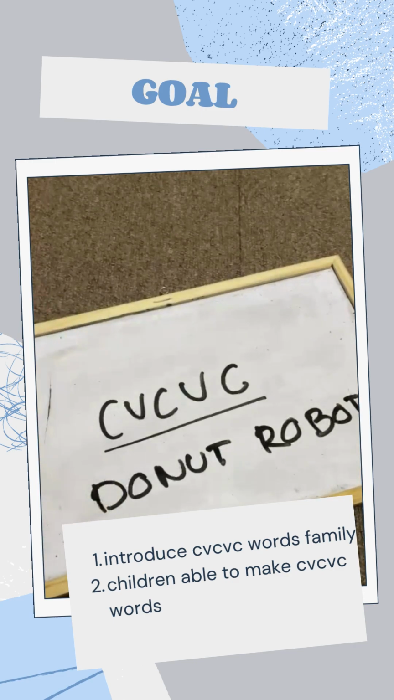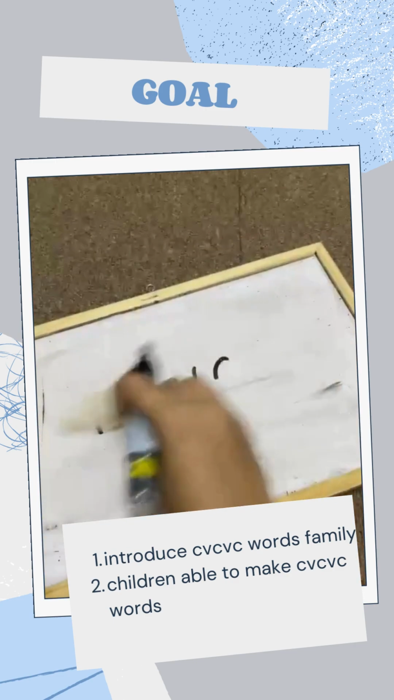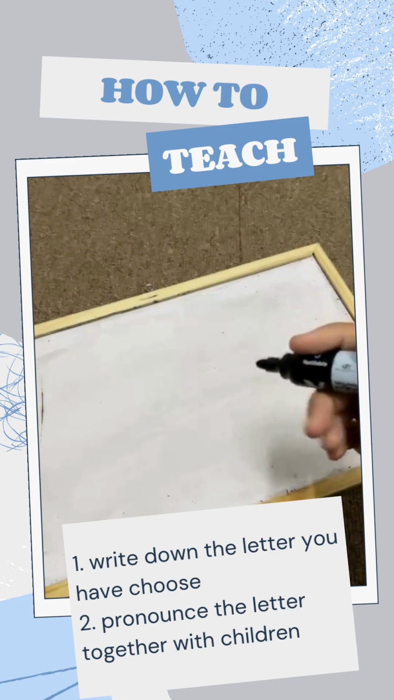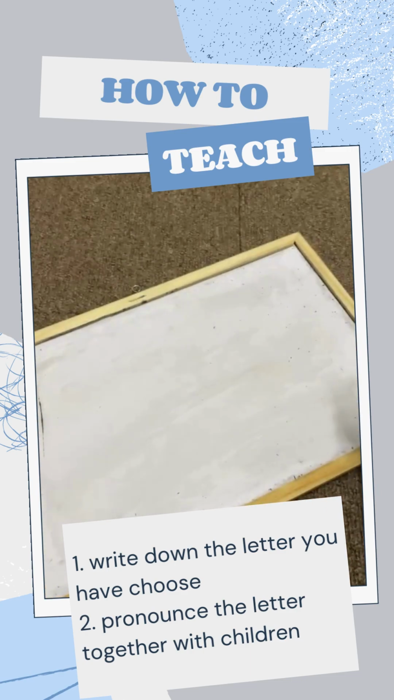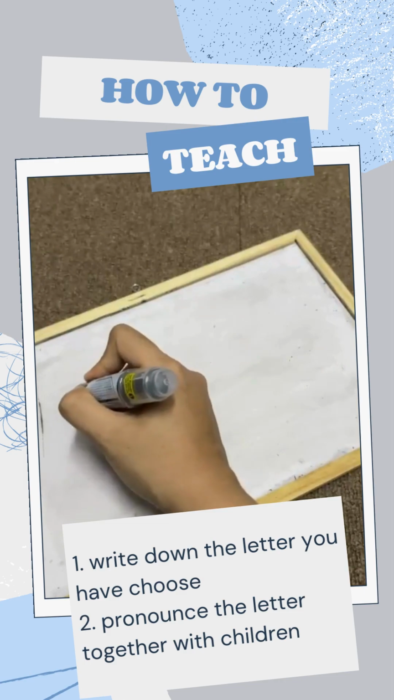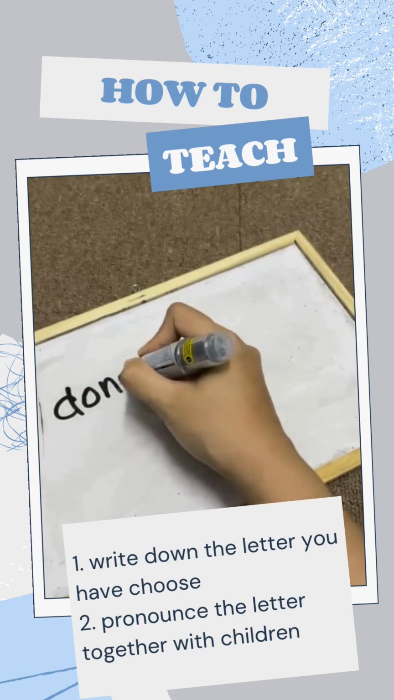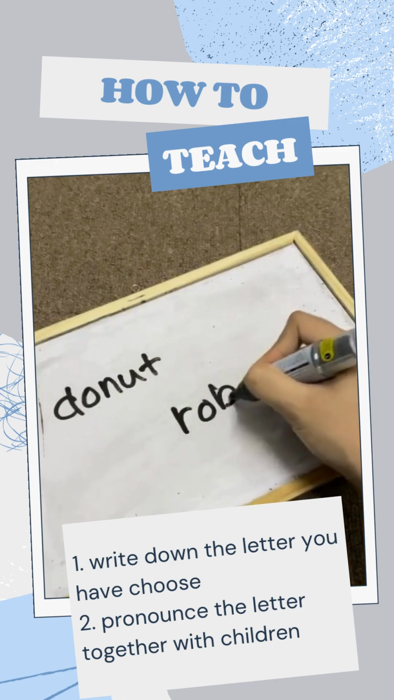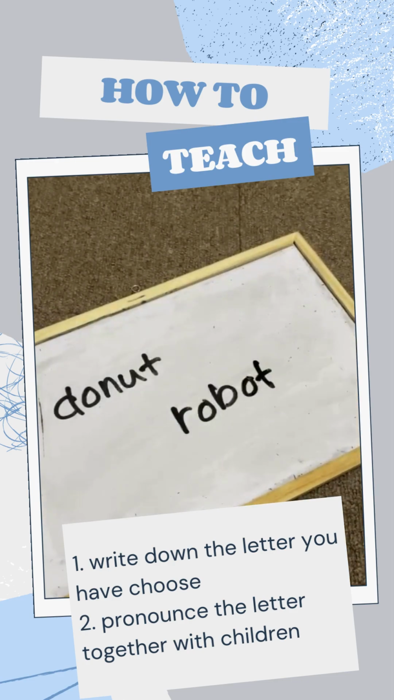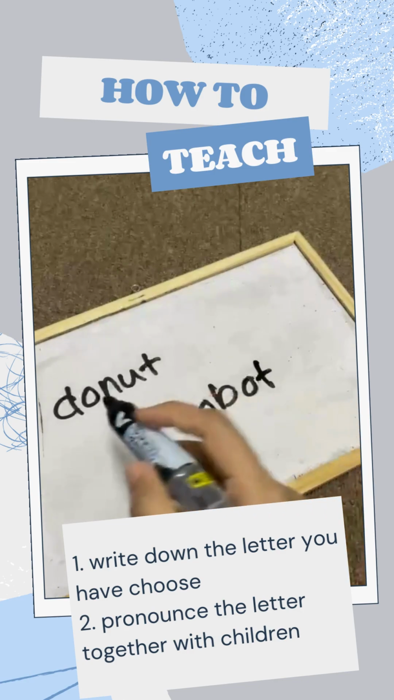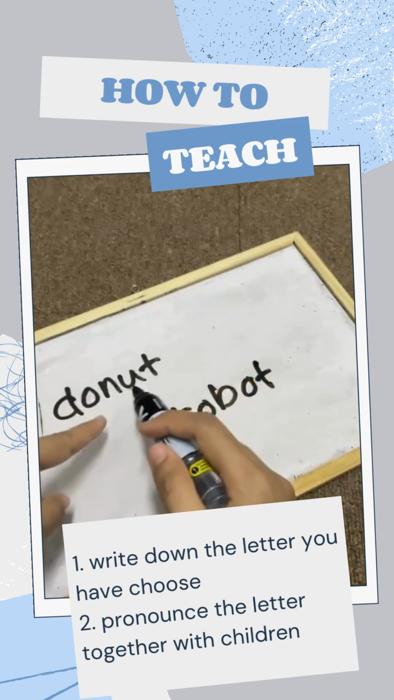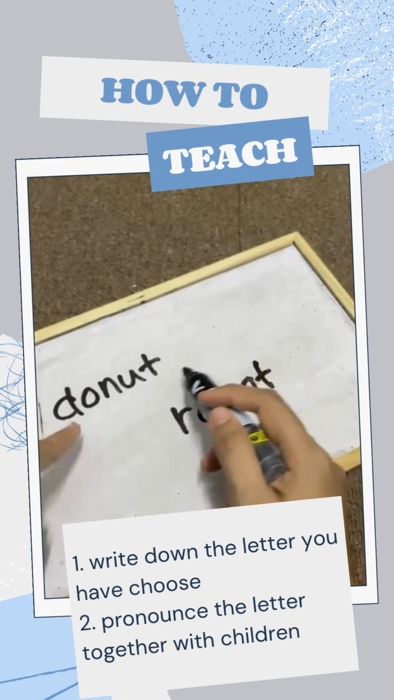Okay parents, let's practice. There are many ways to teach our children. So the simplest way is to teach them to pronounce first. Donut, robot. So parents, you have to know that each letter has its own pronunciation, its own phonic sounds.